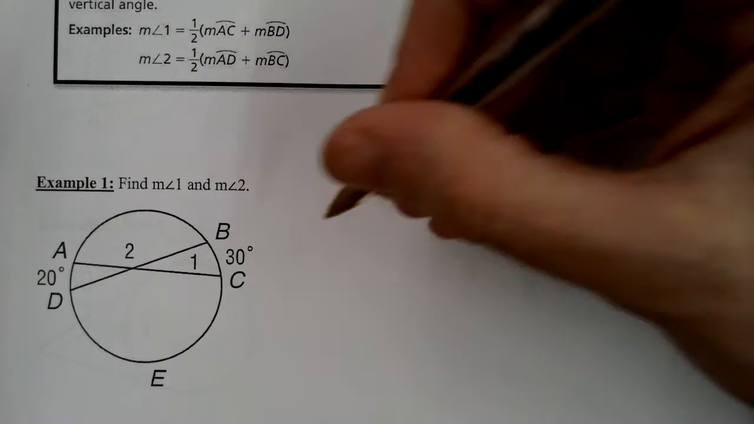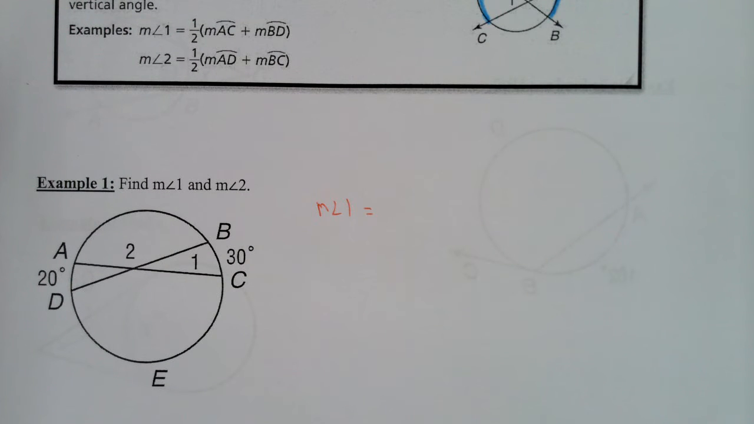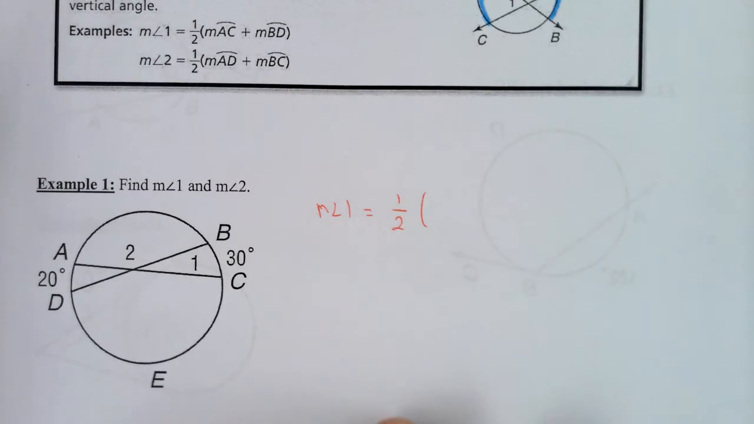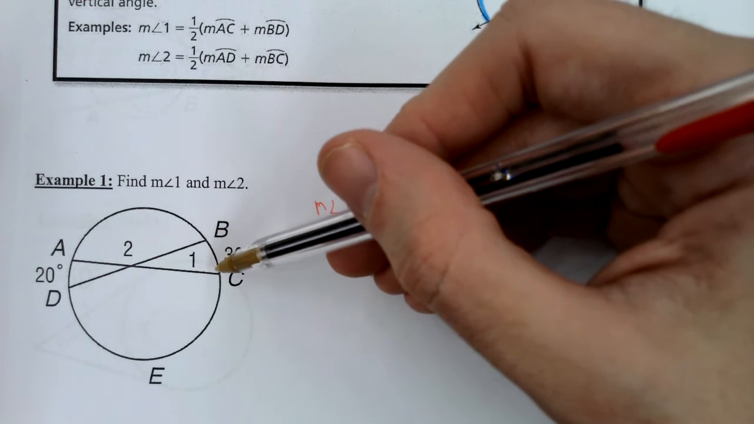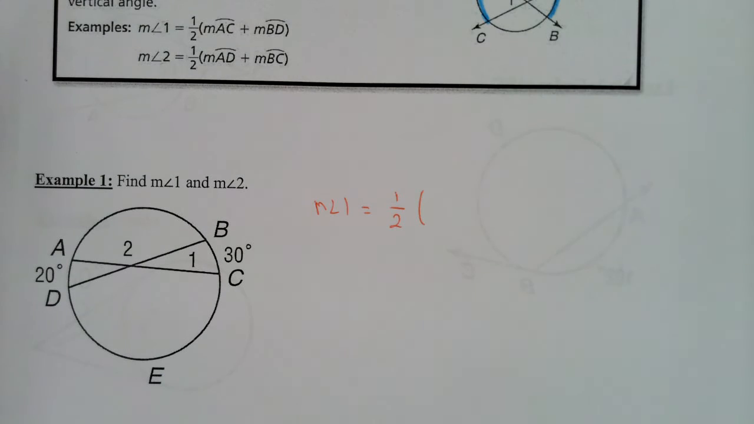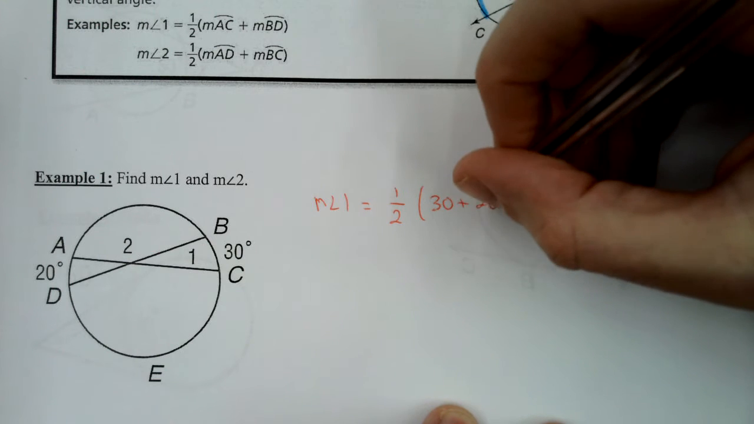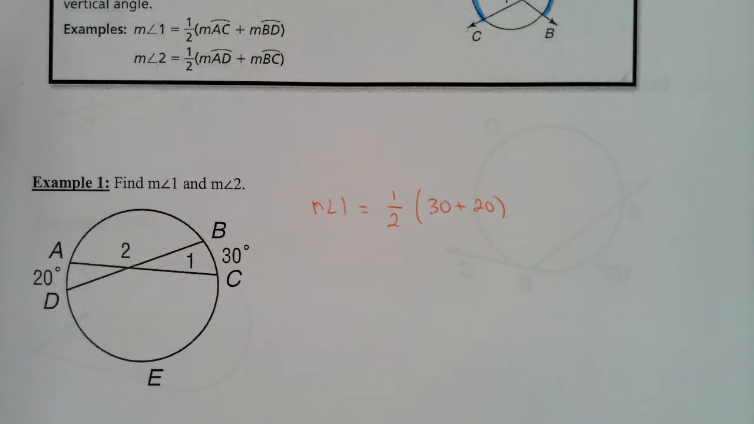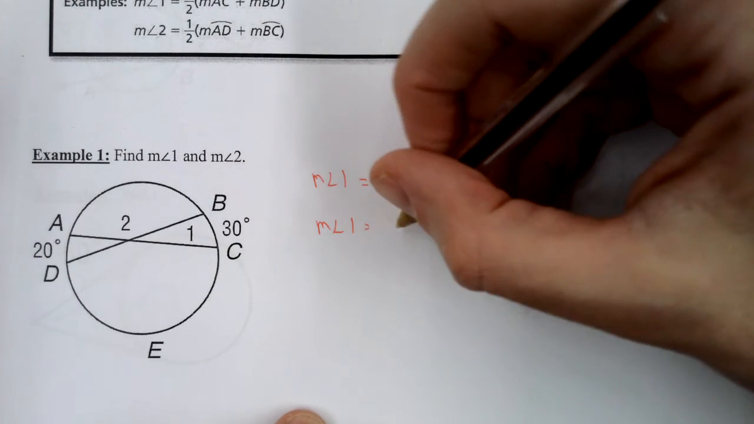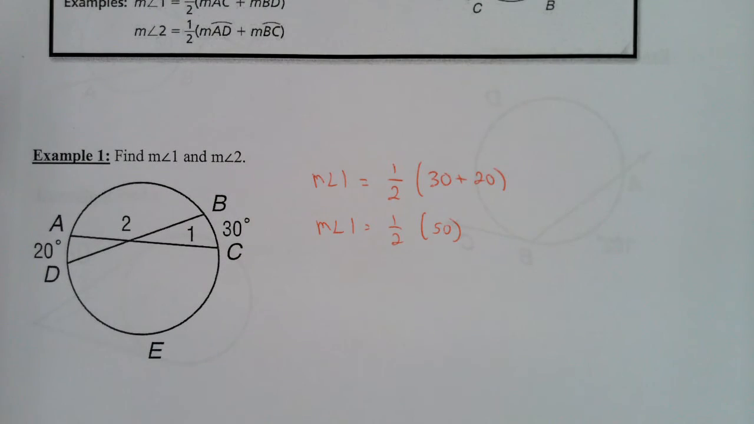I'm going to say that the measure of angle 1 equals 1/2 the measure of its intercepted arc, which is 30, plus the measure of the arc from its vertical angle, which is 20. So in other words, 1/2 times 30 plus 20. So the measure of angle 1 equals 1/2 times 50, which is going to be 25 degrees.